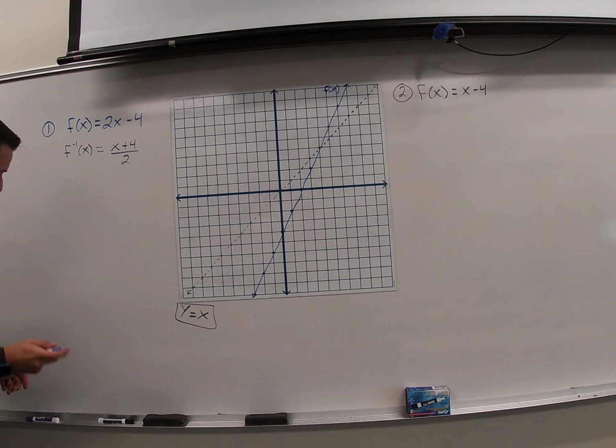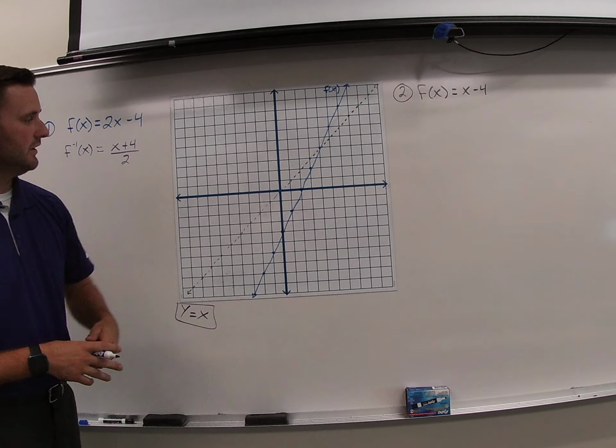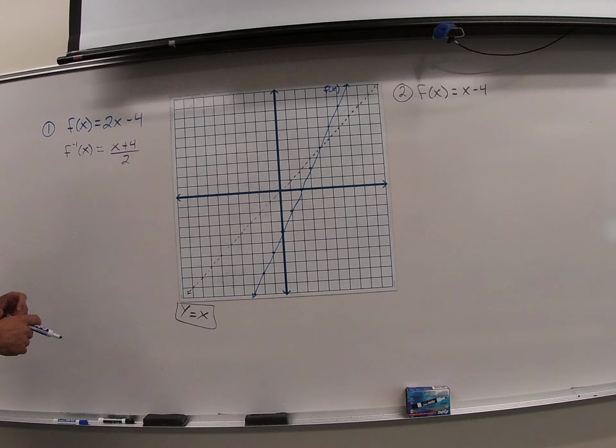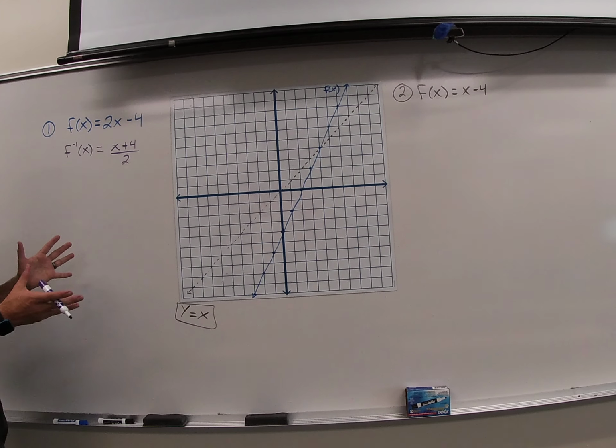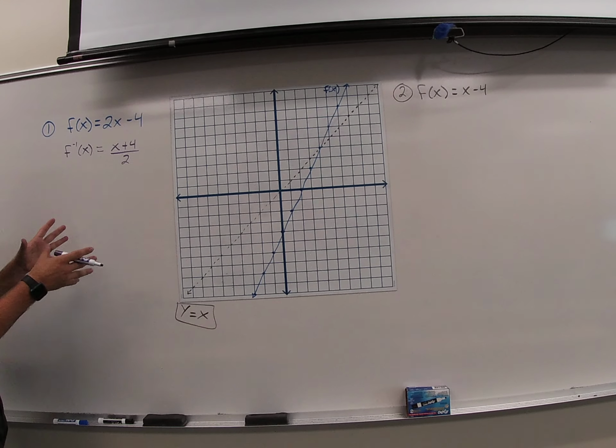Now in purple, I'm going to go ahead and draw f inverse of x. And we're going to see graphically that these are inverses of each other. For f inverse of x, I have x plus 4 over 2. Now that doesn't really help us when it comes to graphing. So we're going to reduce this, or write this in slope-intercept form.